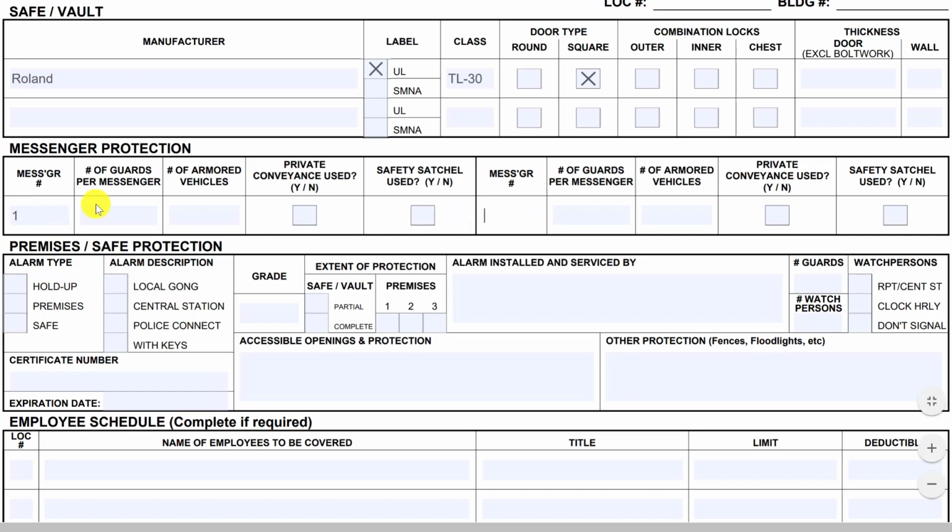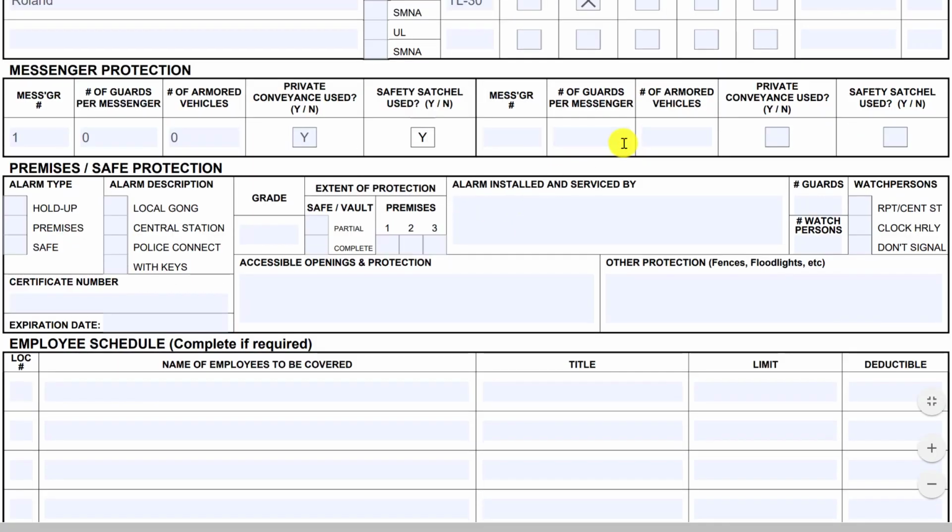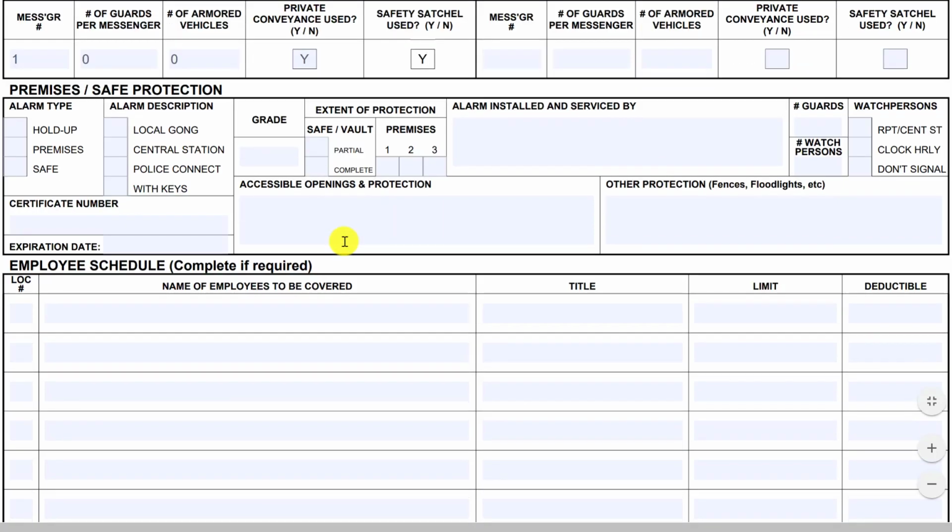Okay, so messenger number 1, and then of course there's messenger number 2. We're just going to say messenger number 1 has 0 guards, has 0 armored vehicles. He takes his own car. That's considered a private conveyance. If he took like an Uber or taxi, that'd be public. Okay, so he takes his own car. He has a safety satchel. A lot of times it's a red bag with a lock on it. So that's a safety satchel. That's how that's answered. Easy enough. If there were more messengers or people walking around with goods, you'd pop the second one in there.